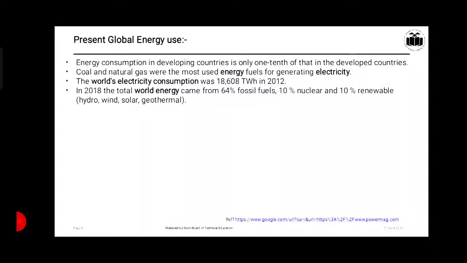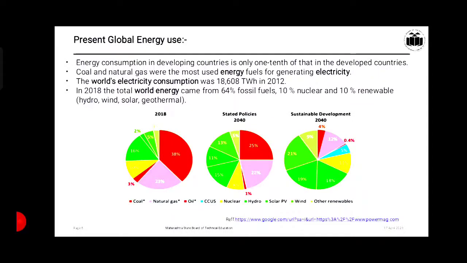The total world energy came from 64% fossil fuels and 10% nuclear, while 10% was renewable, which includes different types like hydropower, wind power, solar power, or geothermal energy. Now look at the diagram, or this graph, which shows how global energy is used. The different colors of different energy sources are represented very well in this diagram, and it is very important to study this diagram very carefully. Observing the percentage of all the natural resources is very important.